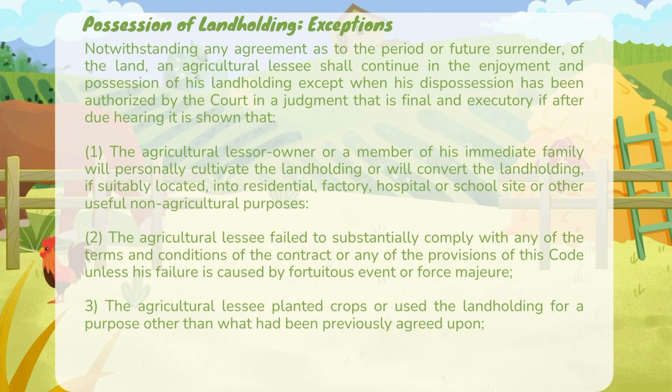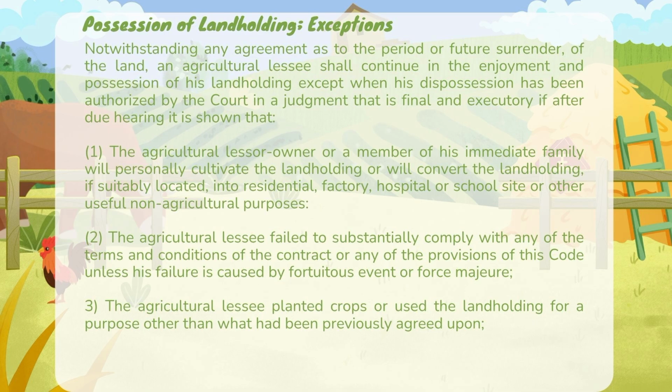Then we have possession of landholding exceptions. The agricultural lessee retains the right to possess the landholding even after an agreement on surrender or a future surrender date, until a court judgment authorizes their dispossession after due hearing. This protection is contingent upon the lessee demonstrating that, number 1, the agricultural lessor-owner or a member of his immediate family will personally cultivate the landholding or will convert the landholding, if suitably located, into residential, factory, hospital, or school site or other useful non-agricultural purposes.